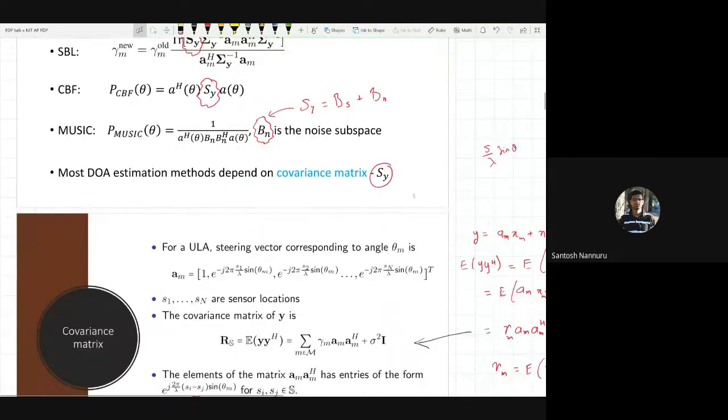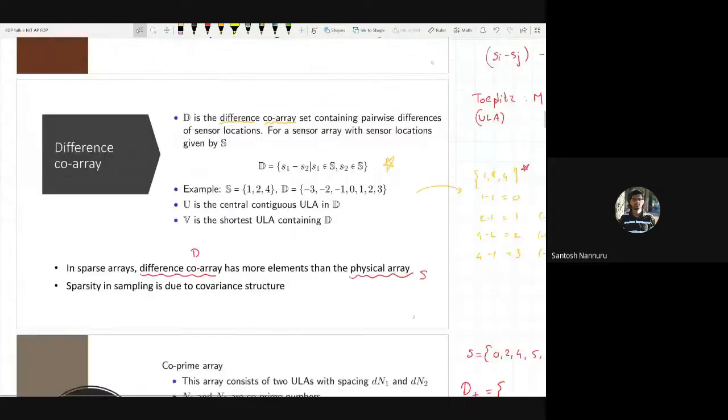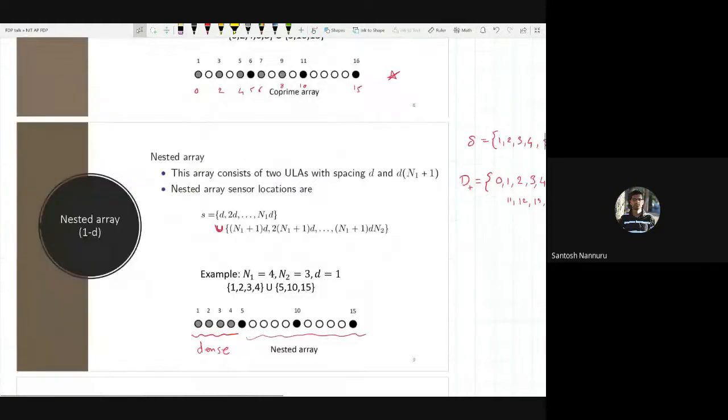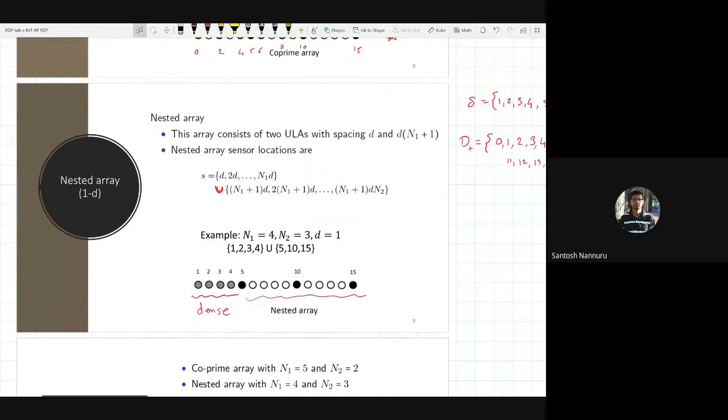So 7 sensors arranged in a ULA and 7 sensors arranged as a nested array. Just the position is changing. Number of sensors, if you keep the same, you would prefer to use a nested array because you can make them into a virtual array and use it to find more sources than the actual number of sensors. So that is the whole idea. Is that point clear?